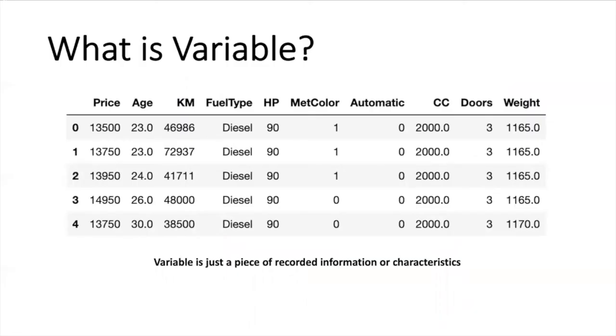What is a variable? A variable is just a piece of recorded info or characteristic about a person, city, weather, or anything else. Variables are certain pieces recorded for a person, but they change from person to person and city to city. As you can see in this example, these are all variables: price, age, kilometer, fuel type, HP, met color, automatic, and all that. And it changes according to every car. So the first car price is 13,500, the second is 13,750, and so on.